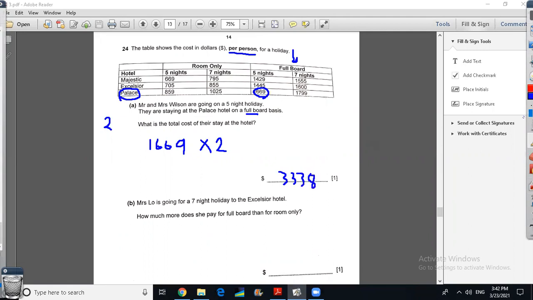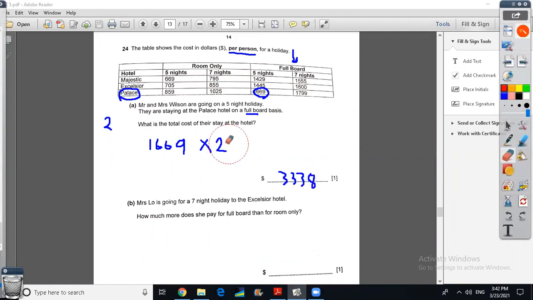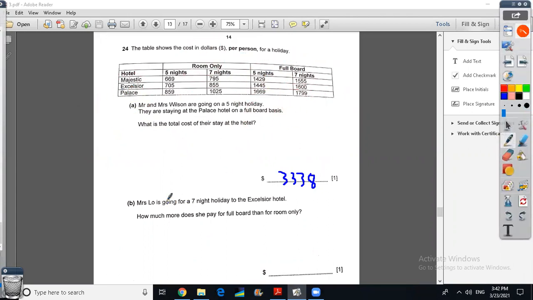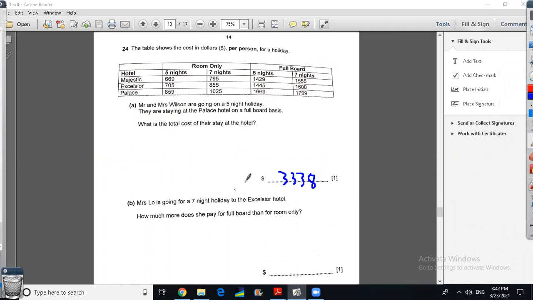3,338. All right, there is another question over there in B here, but the question is a little bit different. They said Mrs. Lowe, only one, is going for a 7-night holiday. 7 night. All right, but which hotel, mister? Is it this one or this one? And is it full board or room only? Is it Majestic, Excelsior, or Palace? All right, they said it's Excelsior. So I'm going to go to the Excelsior. And they said it's 7 nights, but room only or full board? They said it's full board.